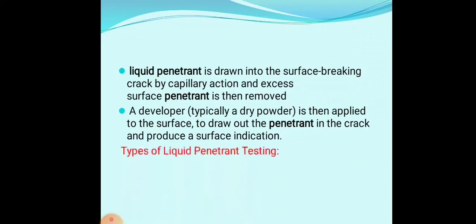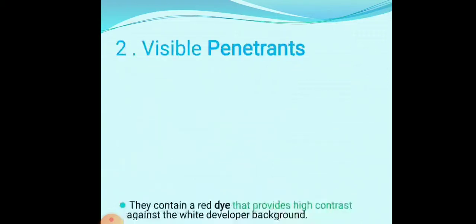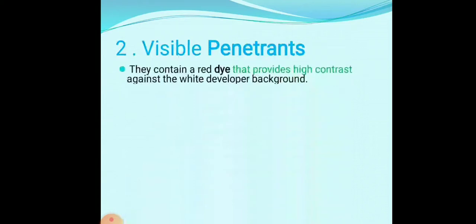Types of liquid penetrant testing. First is the fluorescent penetrant. They contain a dye or several dyes that fluoresce when exposed to ultraviolet radiation. Second is the visible penetrant. They contain a red dye that provides eye contrast against the white developer background.